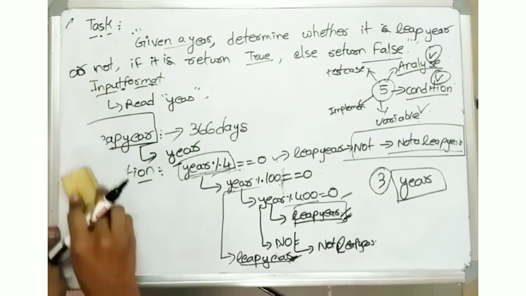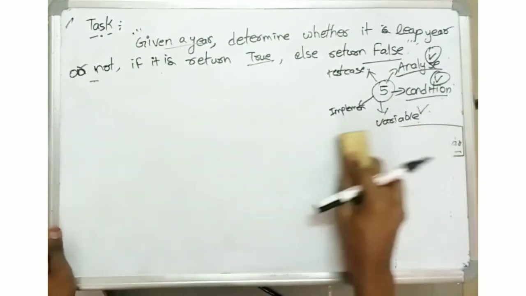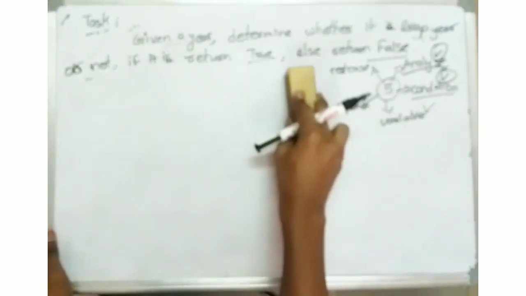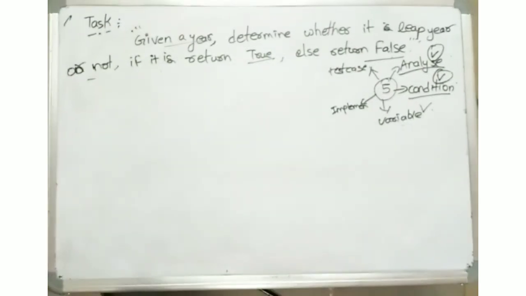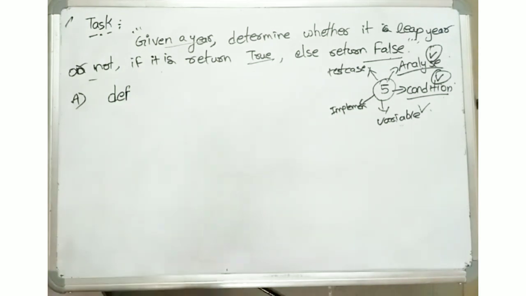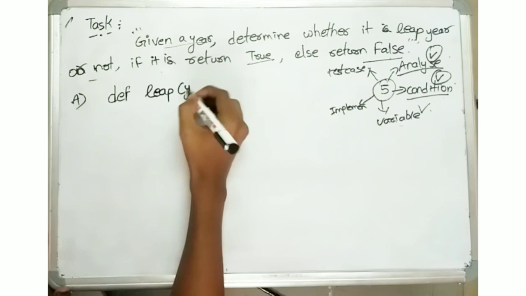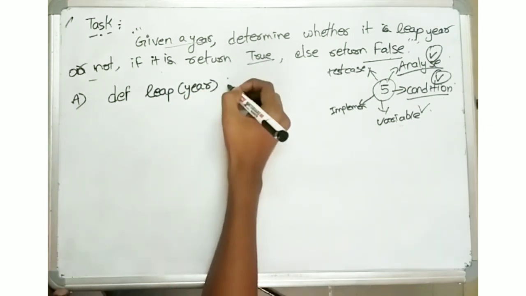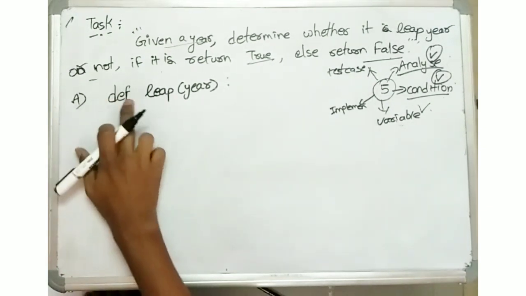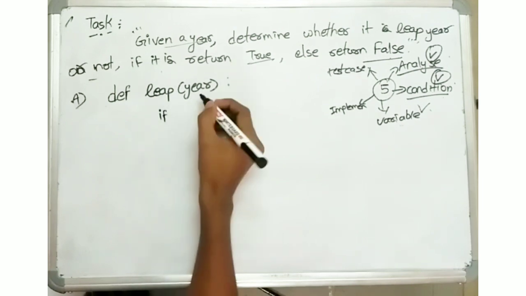Coming to the fourth, what is its implementation? We will go with an approach of defining a function, like whether it is a leap year or not. Def is a keyword which is used to define functions in Python. Okay. Def. First, we are given a year.